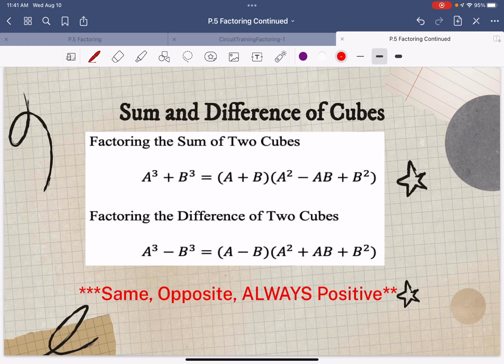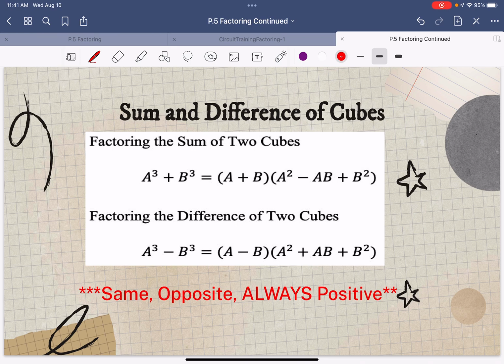All right, so let's look at sum and difference of cubes. The formulas look really confusing. They're actually very easy. This might be one where if I let you have a note card, I would encourage you to write these formulas down. Still deciding on that, but I like to use the saying at the bottom to help me remember it. So same, opposite, always positive.